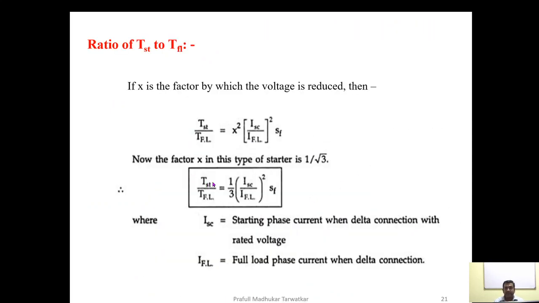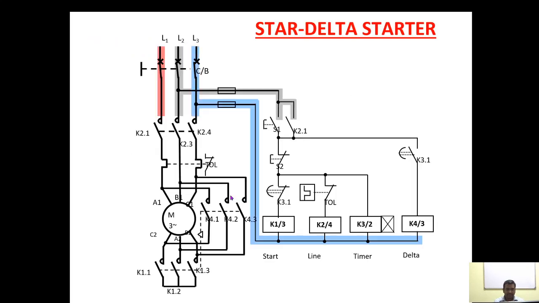So if we look at the TST by TFL ratio of the star delta starter, only this fraction 1/3 comes into picture, the rest is the same as the DOL starter. Now 1/3 is there since during start the motor is connected in star, so 1/√3 times the voltage is there. Squaring the term, we will get 1/3 times.